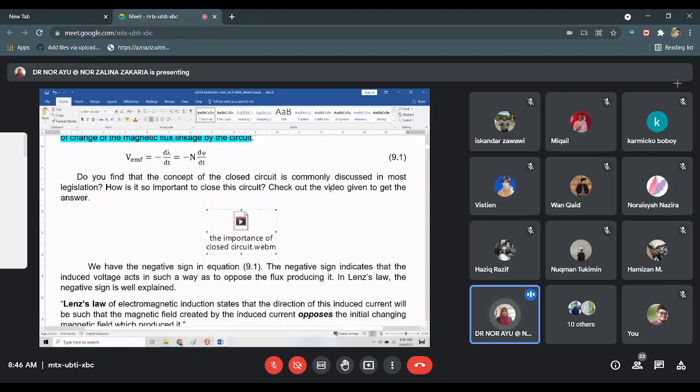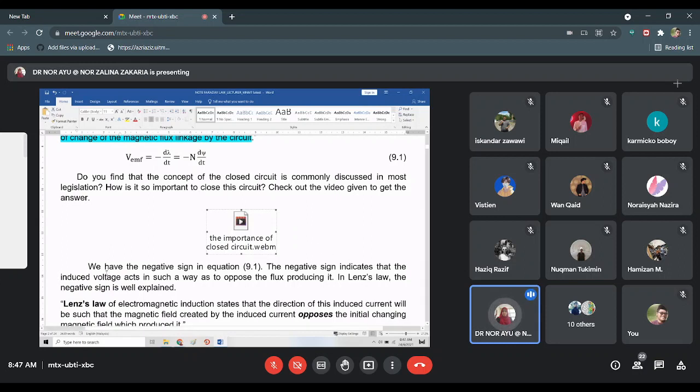So when the loop is open, like in the video shown just now, the magnetic flux flows out from the circuit. Instead of flowing around the loop, it will flow out because it is an open circuit. So the magnetic flux will flow out from the circuit, and that's why it will not induce a voltage and there will be no current inside the circuit at all.